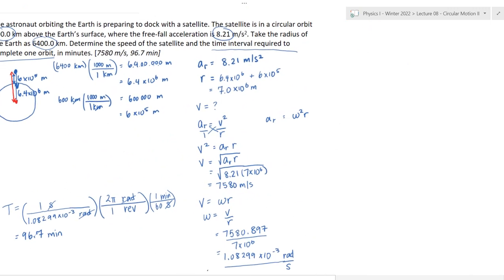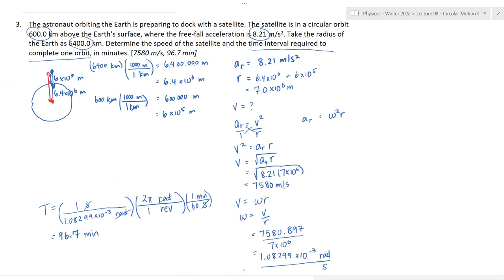Okay, so that's my final answer here. That was a really weird way of calculating it, but I find that it's really nice to just look at the units. If you know omega, you could figure out period. You just have to flip your omega upside down. So instead of radians per second, you get seconds per radian.